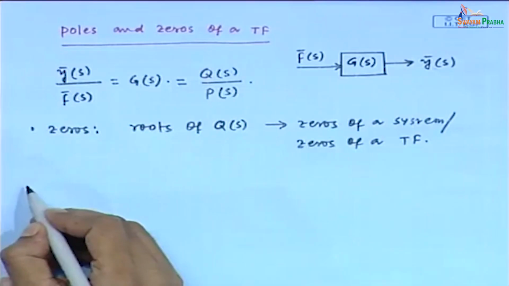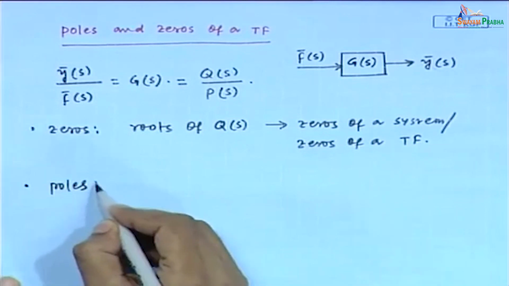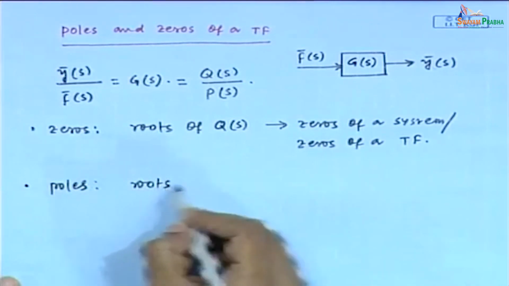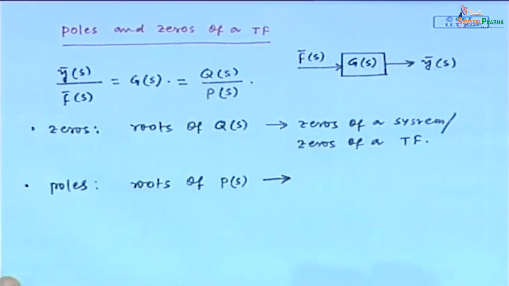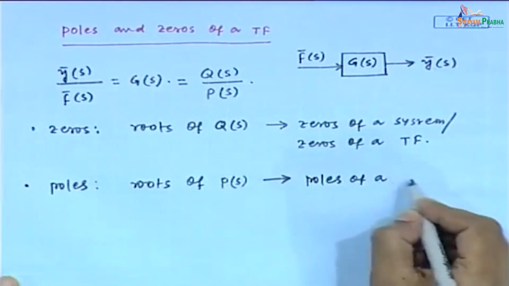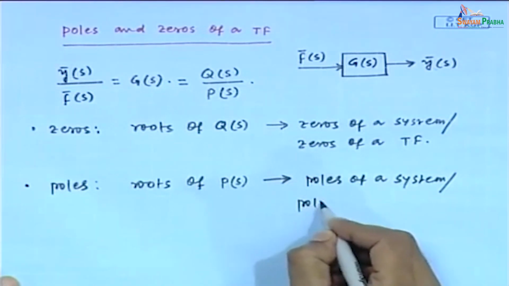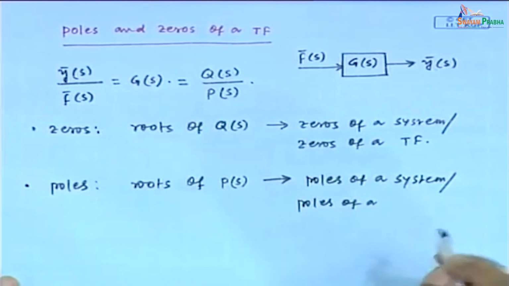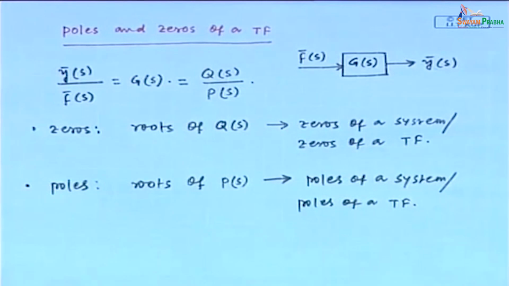In the similar fashion, roots of the polynomial P(s) are called poles of a system or poles of a transfer function. Fine.